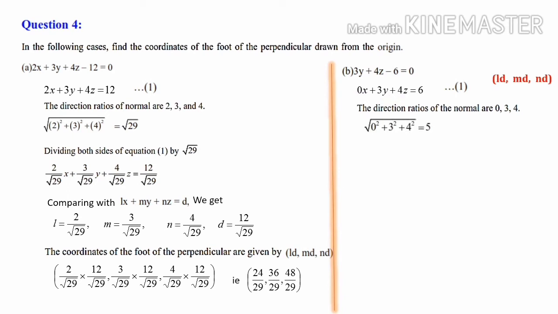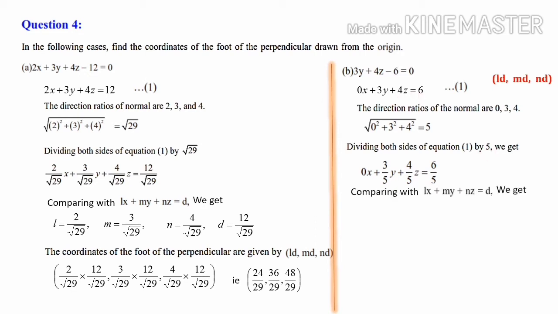Then square root of 0 square plus 3 square plus 4 square. So 0 square is 0, 3 square is 9, plus 4 square is 16. So 9 plus 16 is 25, root 25 value is 5. So let's divide it by 5. Then 0 by 5 into x, that is 0x. Then 3 by 5 into y, that is 3 by 5 y. Then 4 by 5 into z is equal to, here 6 is on the right side. So 6 divided by 5. We are dividing both sides of equation number 1 by 5.